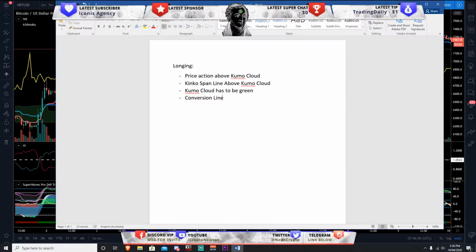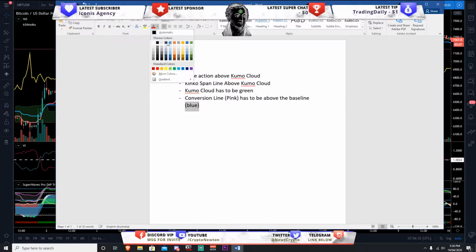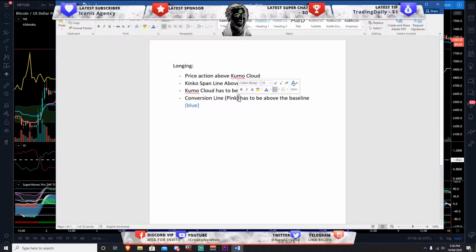Your conversion line has to be above the baseline, okay? So let's actually write the conversion line. The conversion line is a pink line. So let's do pink has to be above the baseline blue. Let's put these into blue and pink for you guys, so when you take a screenshot, it's easier to know exactly what we're talking about. So blue and pink.